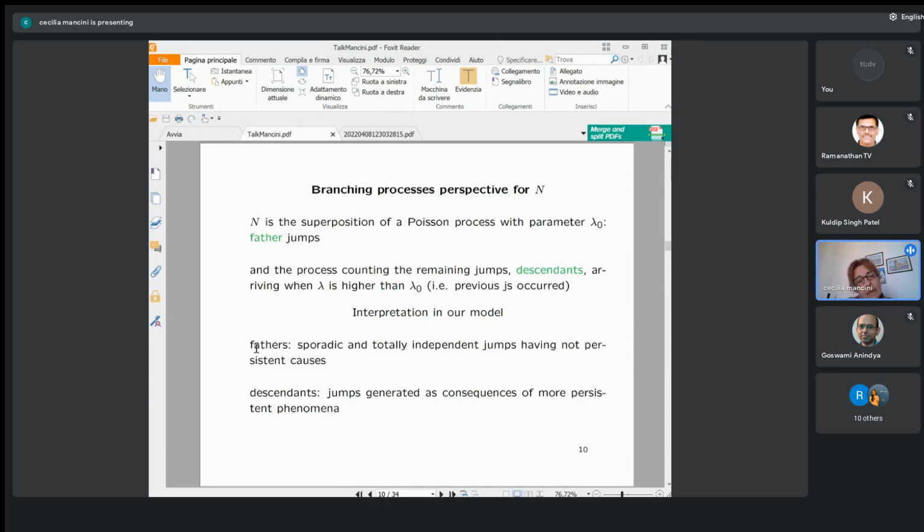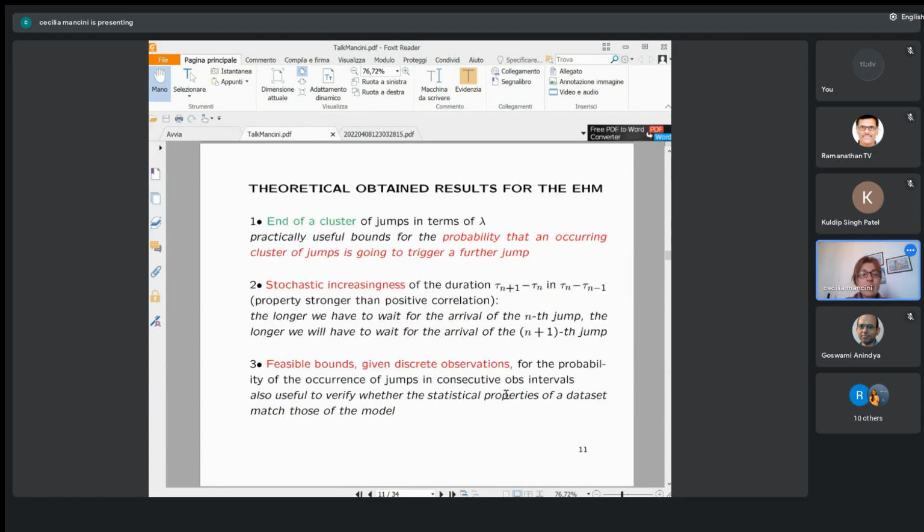In our model, we interpret the fathers as sporadic, independent jumps having no persistent causes, like a Poisson process. The descendants are jumps generated by some previous jumps, so jumps being part of a persistent phenomenon. Okay, what did we do?